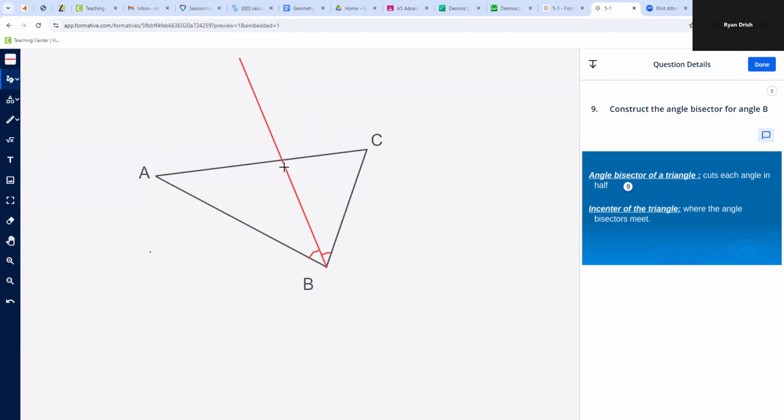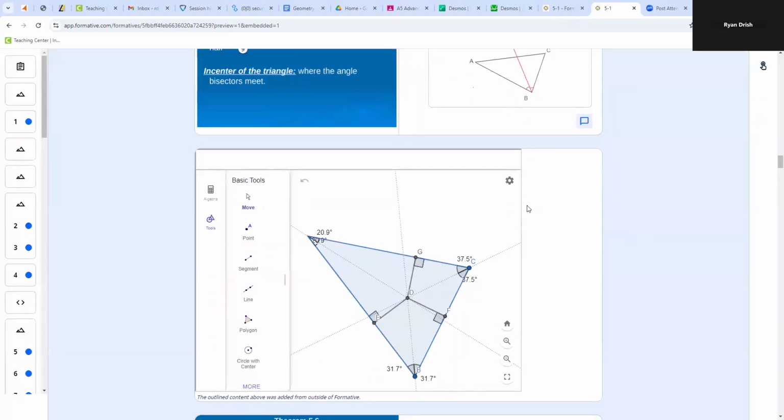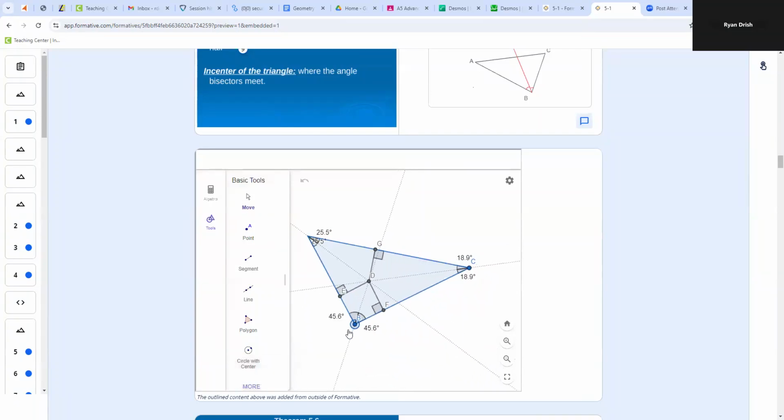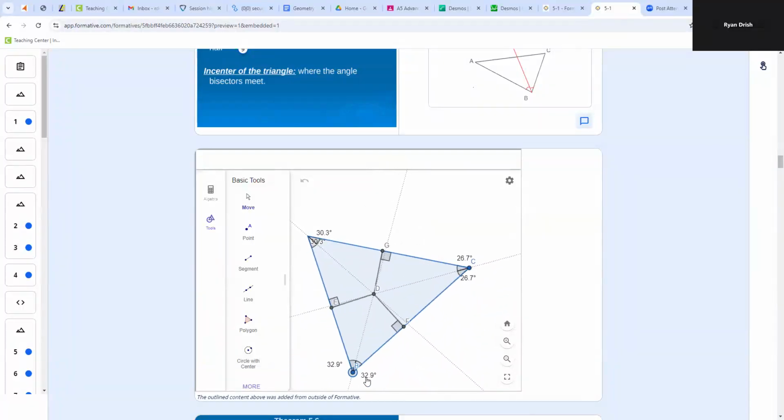To find the incenter, I'm going to construct all three of the angle bisectors, and they should all meet at a common point. We'll call it the point of concurrency. Down below, I have already done this in GeoGebra. You can see I have a triangle. Each of the angles have been bisected, and they show you that they're bisected, and they all meet together at a common point. This is point D in terms of this picture, and you can move things around, and you can see how that incenter moves around.